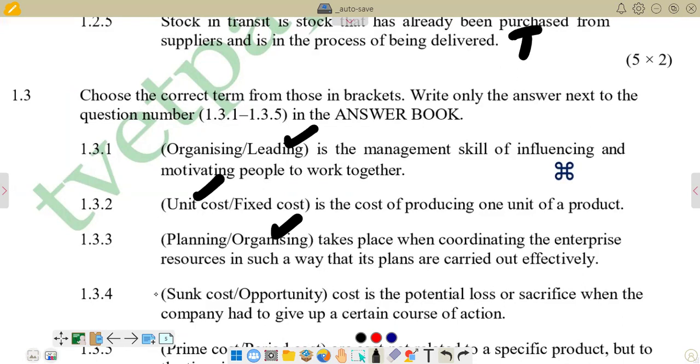Then we go to 1.3.4, sunk costs or opportunity costs is the potential loss or sacrifice when the company gives up a certain course of action. Remember, opportunity cost is the best alternative forgone, which makes opportunity costs correct here on 1.3.4.